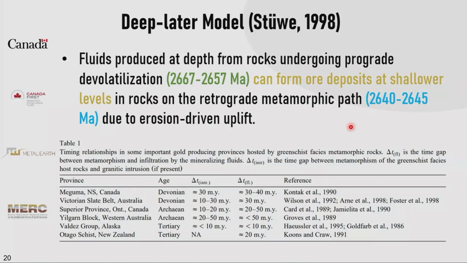So if you're considering a model to explain how the fluid is evolving, we have this deep layer model by Stüwe, where fluids are produced at depth, undergoing prograde devolatilization reactions, and can form or deposit at shallow levels along the retrograde PT path due to erosion and dripping of the lift. In some cases it has been demonstrated that in some regions it could take 20, 30 million years from the fluid being released to the deposition of gold in orogenic deposits.